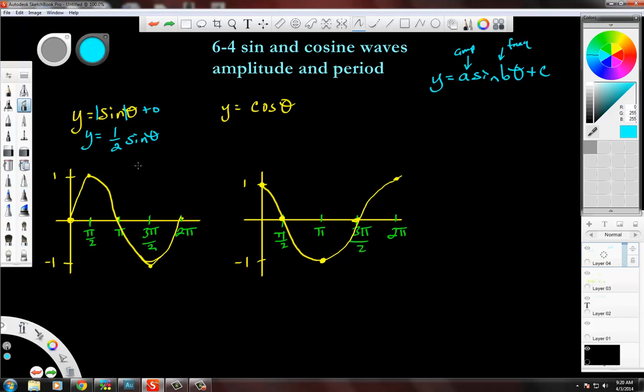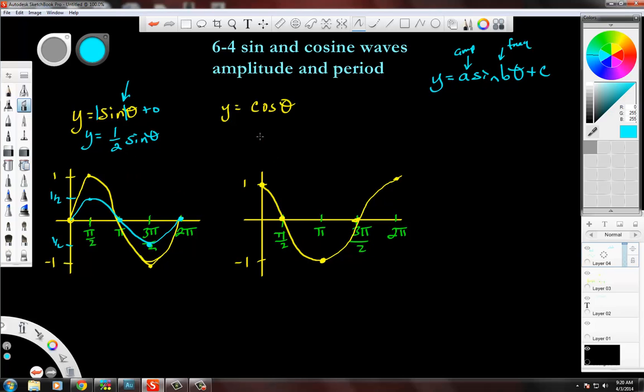But how this graph would be different is its amplitude would be half. It would be 1/2, so it would only go up to here, up to 1/2. Everything else would be exactly the same, except that dot would be here, it would still pass through here, and it would be here and here. So its graph would be basically half as big, but you can see its period, or the length of one cycle, is the same. In order to change the period, we have to change this number right there, which we have not done yet.